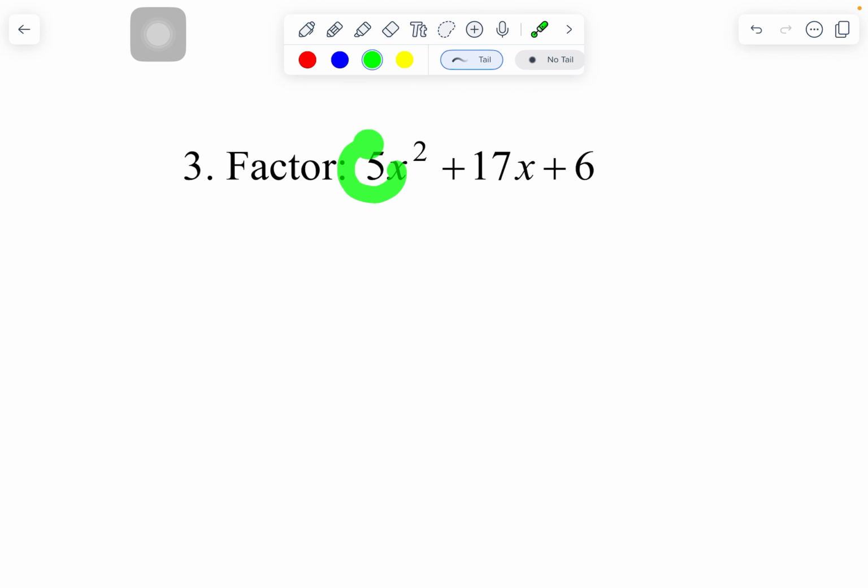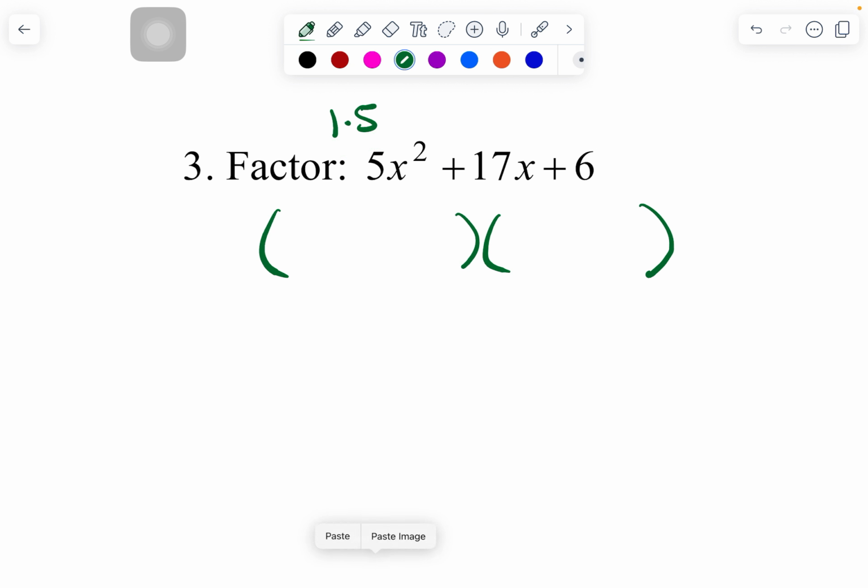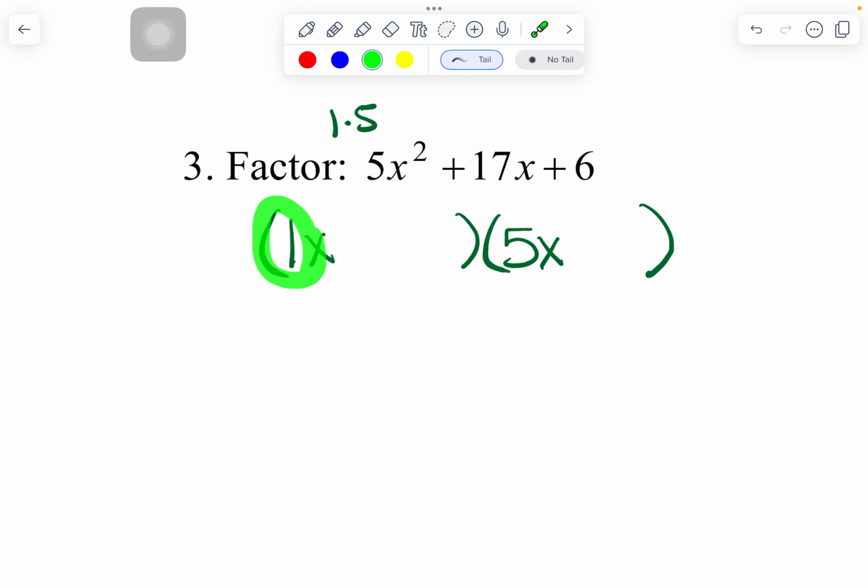First things first, I want to think about numbers that multiply to 5. So I'm going to make a little list over here. That list is very short. It is 1 times 5. So when I go to write my 2 factors, right, factor and factor here, I need to take 5x squared and split it. Well, I can only split it as 1x and 5x. Now, I'm going to be honest with you, normally I don't write the 1 here. It's fine that it's there. All right, so now I know 1x times 5x creates my first term. Okay, so far so good.